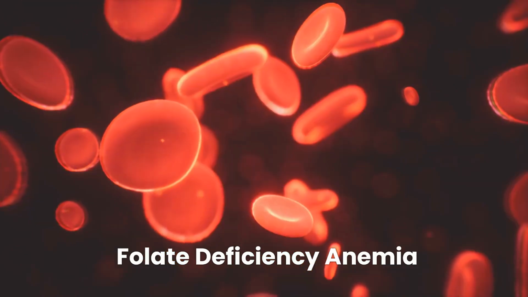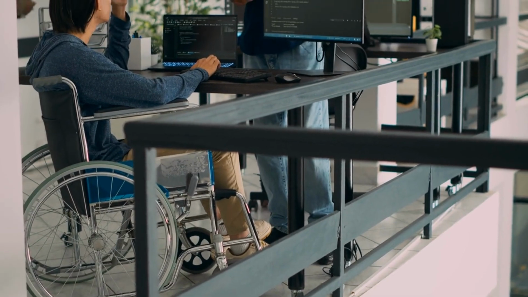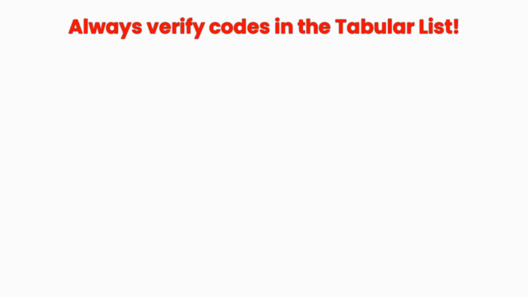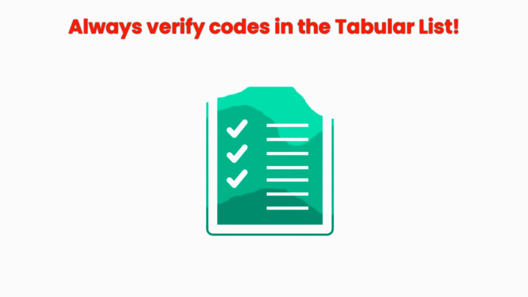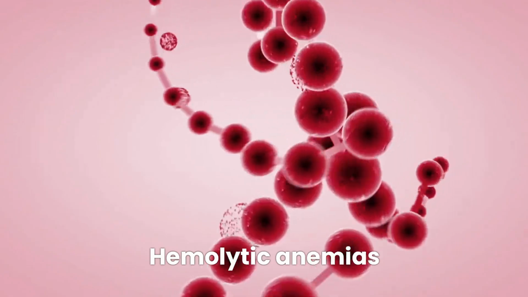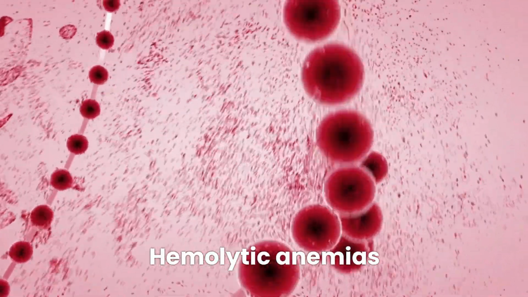cells are larger than normal. This is particularly concerning in pregnant women, as it can cause neural tube defects in the fetus. Proper coding requires documentation that specifies the type of deficiency. Always verify these codes in the tabular list, ensuring you've captured the correct type of anemia and following any applicable guidelines and conventions. Hemolytic anemias occur when red blood cells are destroyed faster than the bone marrow can replace them.